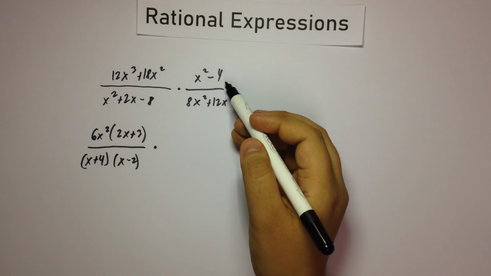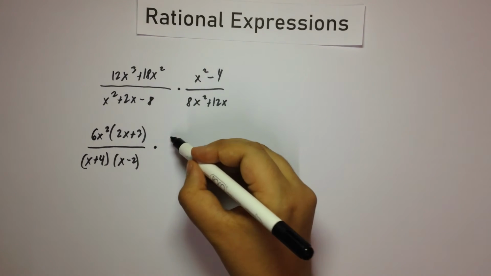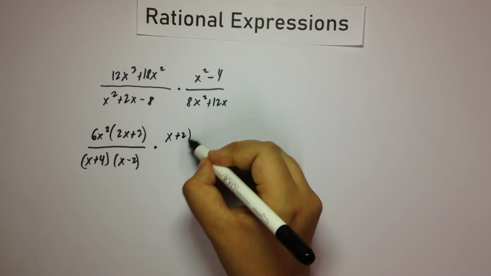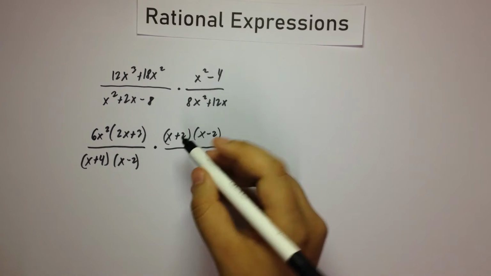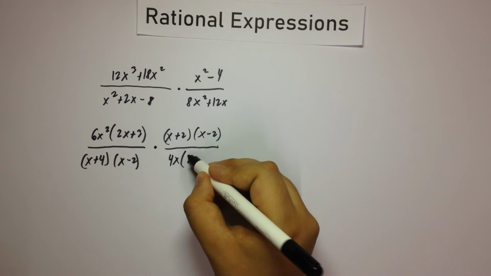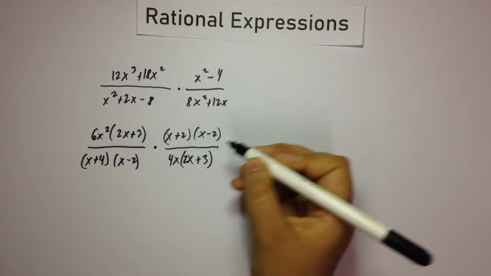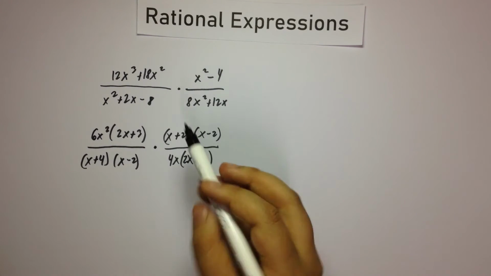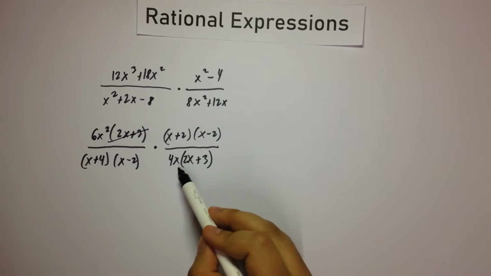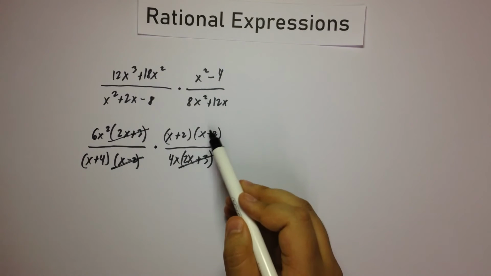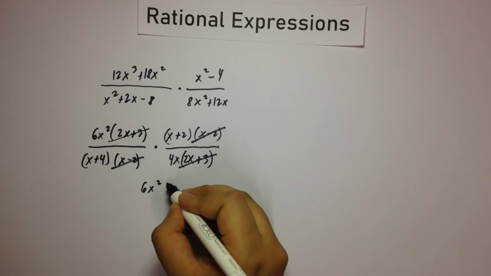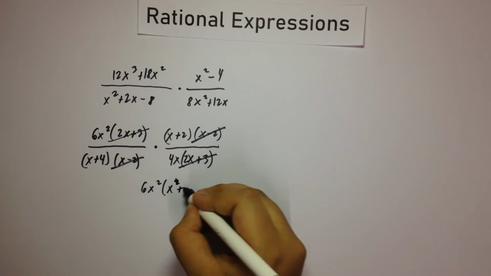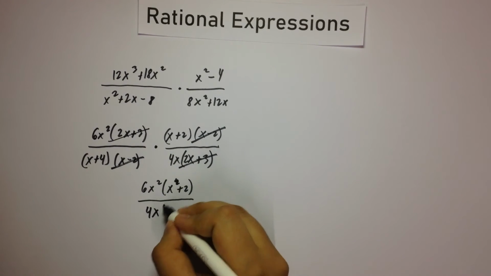Over here, this can be factored out into the difference of squares, which will be x plus 2 and x minus 2. Over here, we can bring out the term 4x, which leaves x plus 3 over 2x. So let's start cancelling out. You can cancel out 2x plus 3 over here and over here. You can cancel out x minus 2 and x minus 2, which leaves the terms x squared and x plus 2 over 4x and x plus 4.